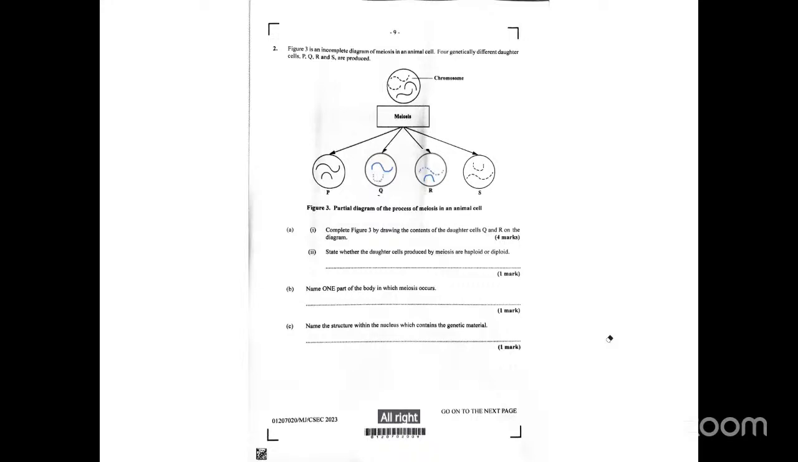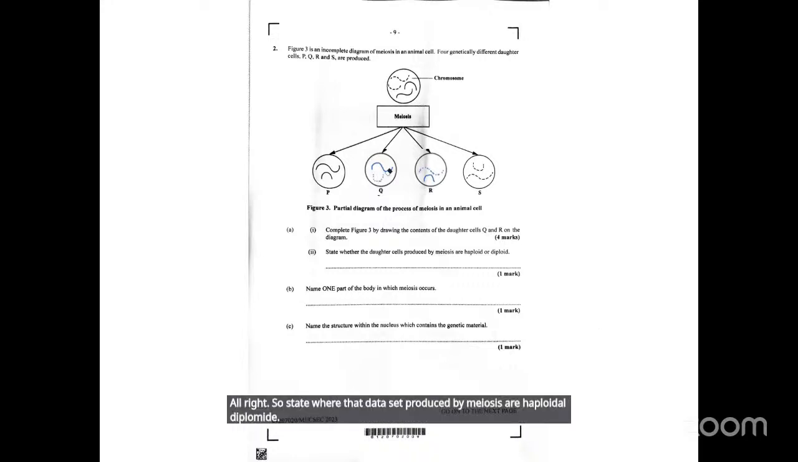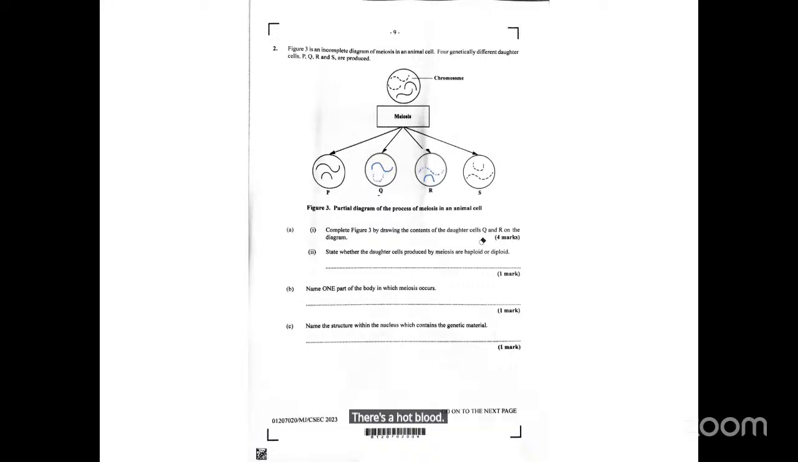State whether daughter cells produced by meiosis are haploid or diploid. Sir, it's haploid. Haploid, all right. Name one part of the body in which meiosis occurs. Ovaries. Reproductive organs in females. So, the womb or the uterus? The ovaries, in the reproductive system. All right, ovaries.